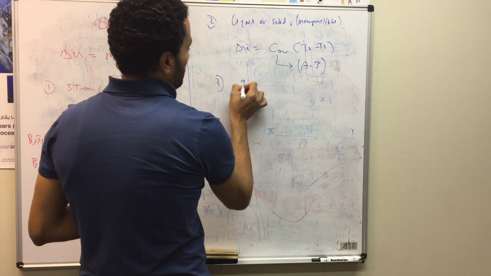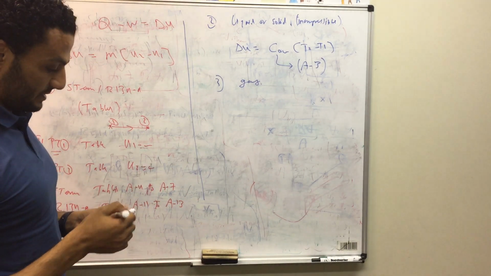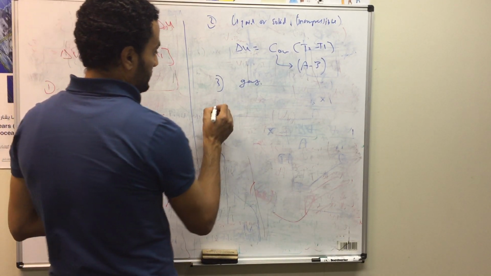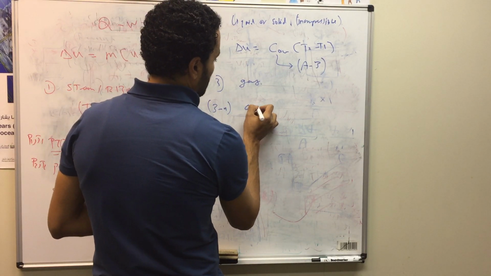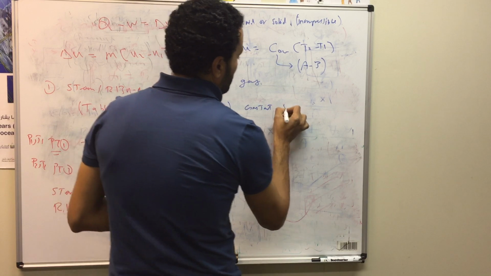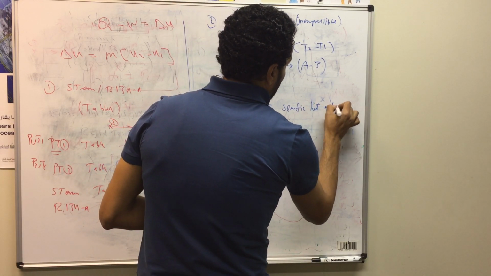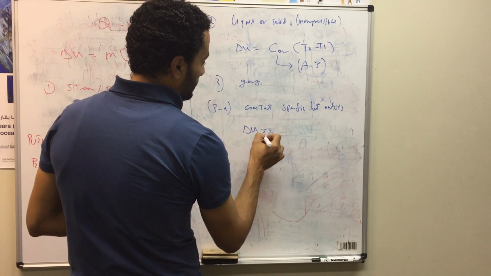The third special case is when the working fluid is a gas, and in this case we have 3 cases. Let's consider the first case, 3a. If he asks you to consider the constant specific heat analysis, in this case we can just substitute delta U.